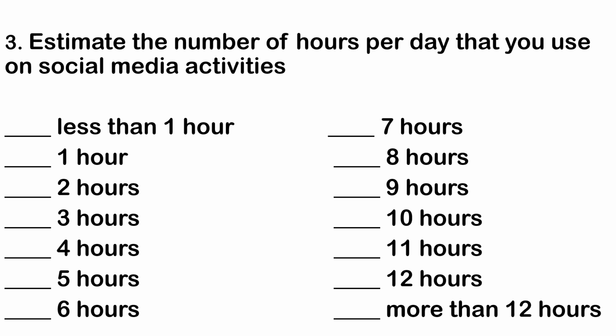Item number 3 is about the duration of use. Estimate the number of hours per day that you use on social media activities. Options are from less than an hour to more than 12 hours.